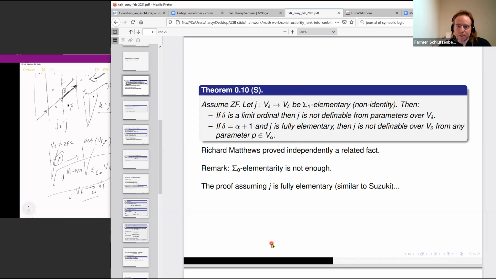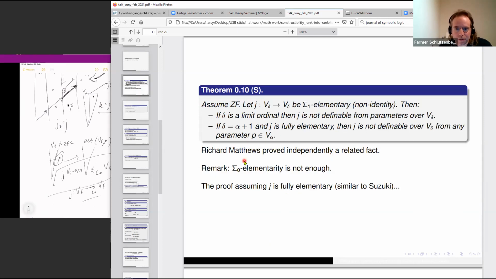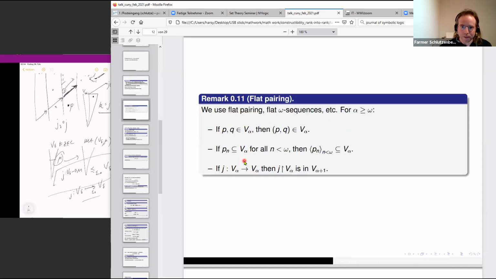Okay, so I'm going to look at the proof, first assuming that J is fully elementary here. Oh, sorry, that's not there. I could mention that. Okay, I'll use flat pairing in this. So let's state this before I look at the proof. So we use flat pairing and so forth.